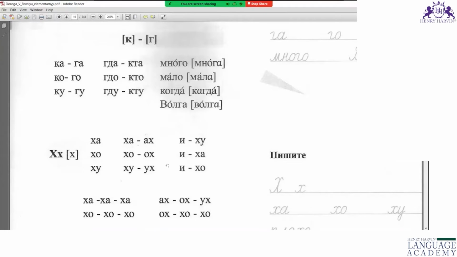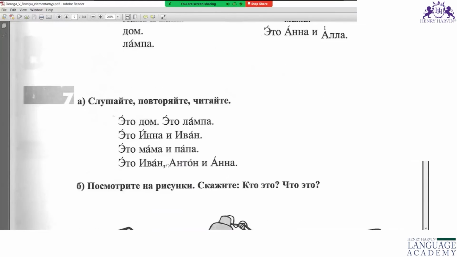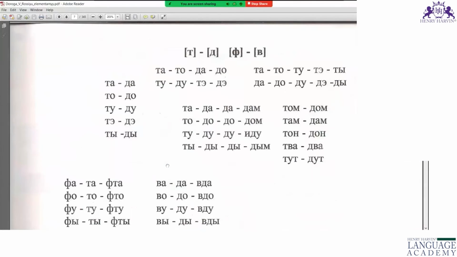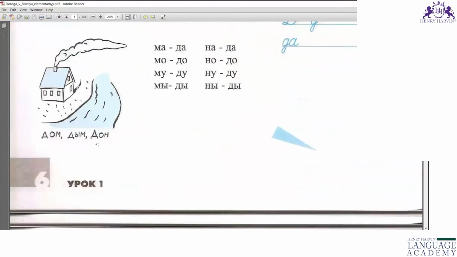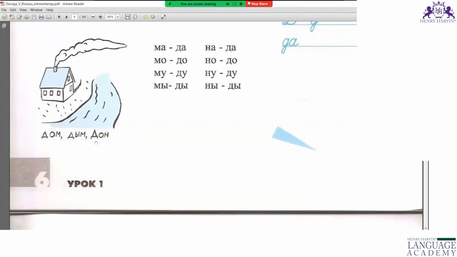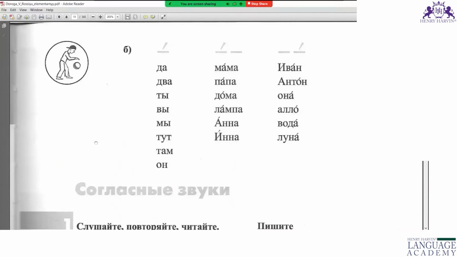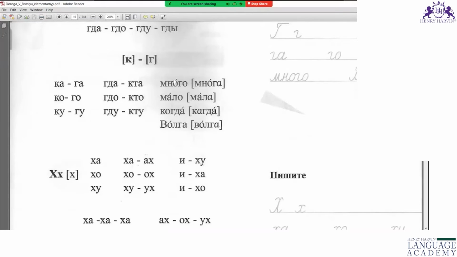Okay, so last lesson we had it somewhere. Don, we had this picture of the house, right? Don is the name of the river. Here we had it. Dom, dim, don. You see, D is a capital letter. So Don is the name of the river, and Volga is also the name of the river. Okay. Много, мало. Много means a lot. Мало means a little. Когда is when.